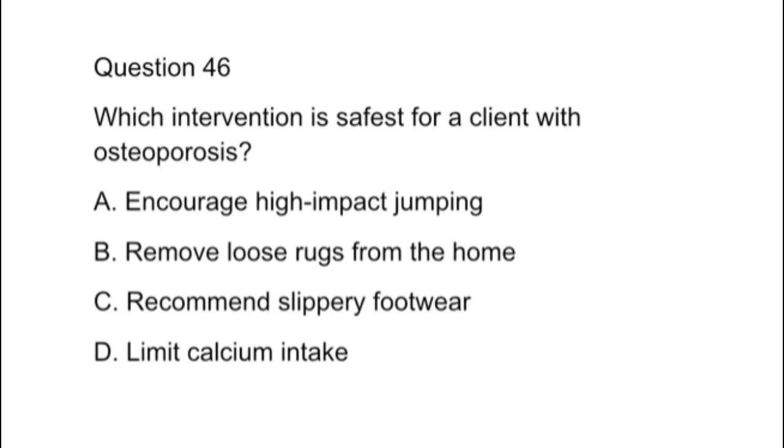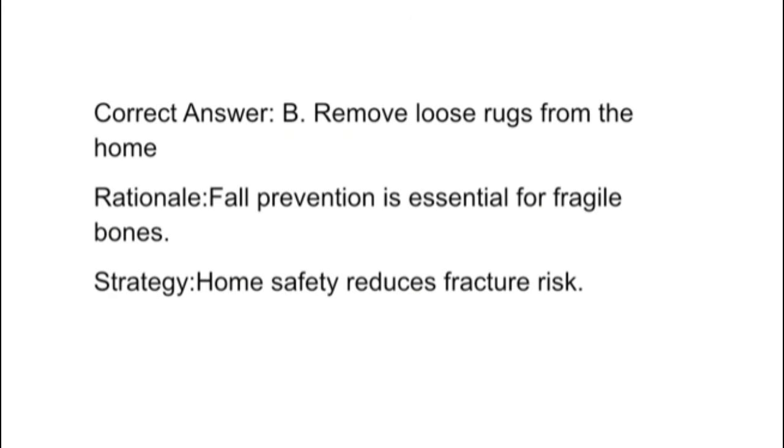Question 46. Which intervention is safest for a client with osteoporosis? A. Encourage high-impact jumping. B. Remove loose rugs from the home. C. Recommend slippery footwear. D. Limit calcium intake. Correct answer, B. Remove loose rugs from the home. Rationale: Fall prevention is essential for fragile bones. Strategy: Home safety reduces fracture risk.